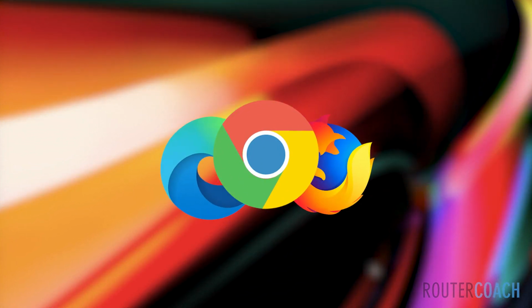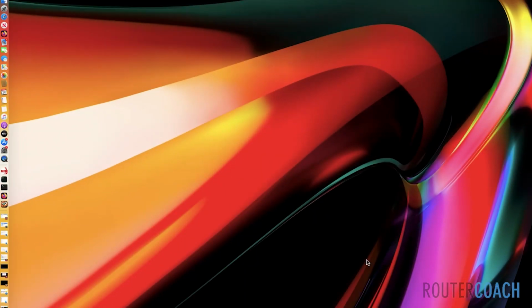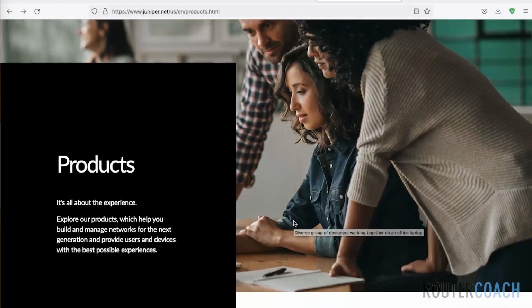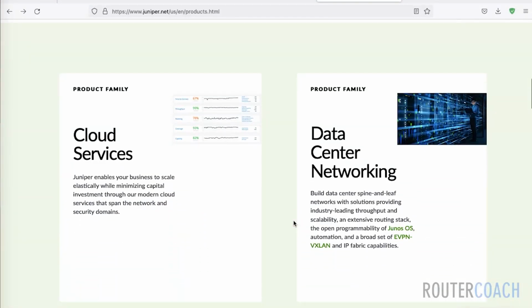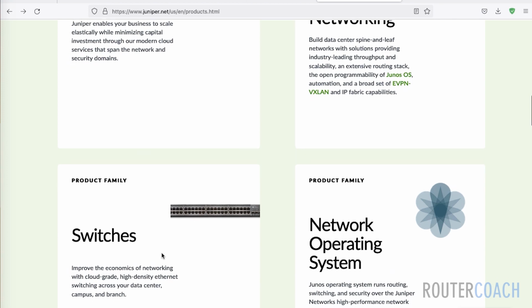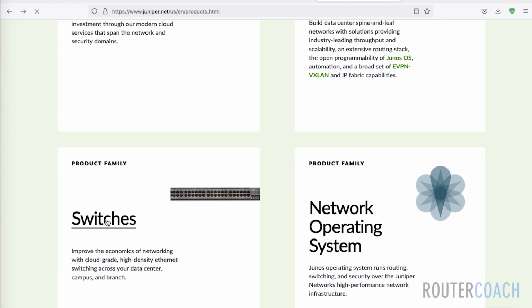Now, I've been using the Junos platform for a while, and there are probably loads of different Junos devices that I haven't even touched. So I'm just going to talk about the ones that I'm familiar with. And what I should do is open up the Juniper product page. And you see here, they've got cloud services, data center networking. The first one that I'm going to look at is the switches product family. So let's just click that here.